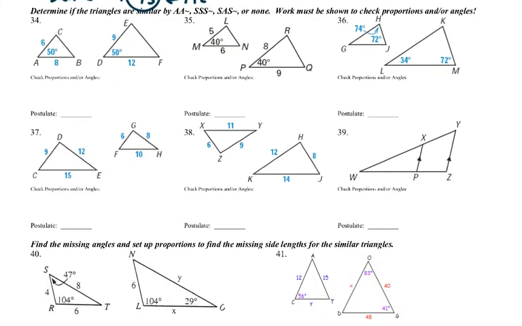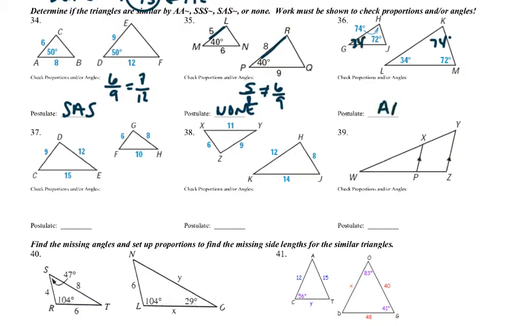Here, which postulate is it? It looks like side angle side, but you got to check that those two both reduce to 2/3, which they do. So that's side angle side. Here it looks like side angle side, but you notice that 5 over 8 is not equal to 6 over 9, so that one's none. Here, if you find the missing angles, they do all match up, 74 degrees, 34 degrees, so you would just say angle, angle, or angle, angle, angle similarity.